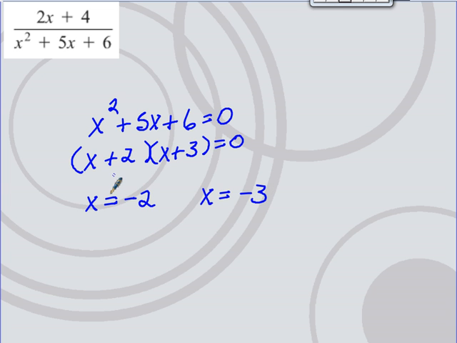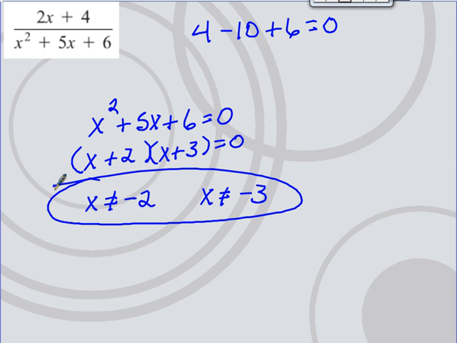What that means is, if I plug in negative 2, if I plug in negative 3, I've got a 0 on bottom. Proof. Let's try negative 2. Negative 2 to the second power is 4. 5 times negative 2 is negative 10 plus 6. If you plug in negative 2, you get 4 minus 10 plus 6, which is 0. You cannot have a 0 on bottom. So instead of saying x is negative 2 and x is negative 3, actually let's say x cannot equal negative 2, x cannot equal negative 3. That's your domain.